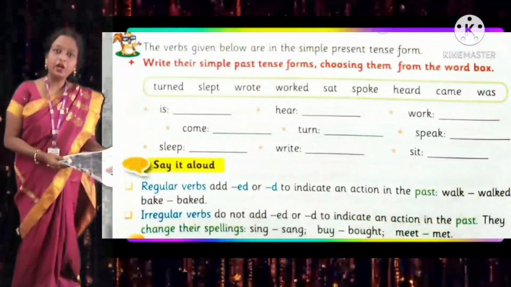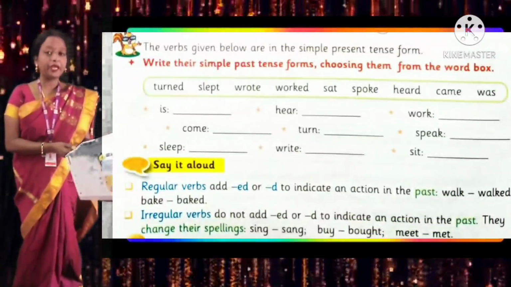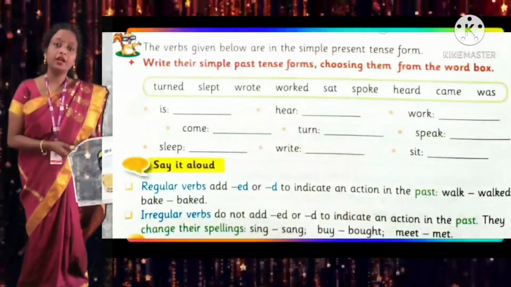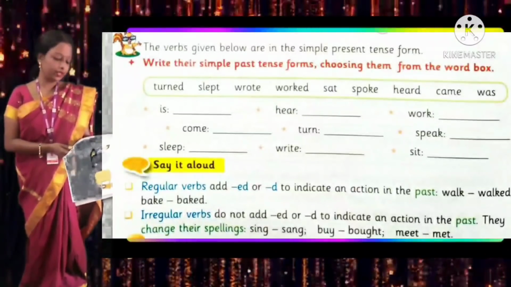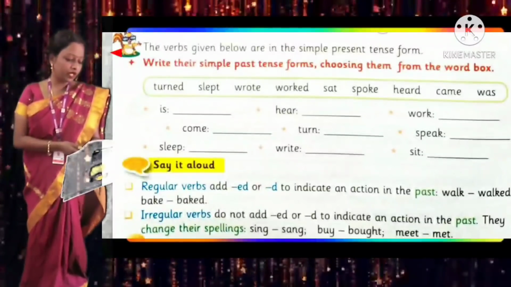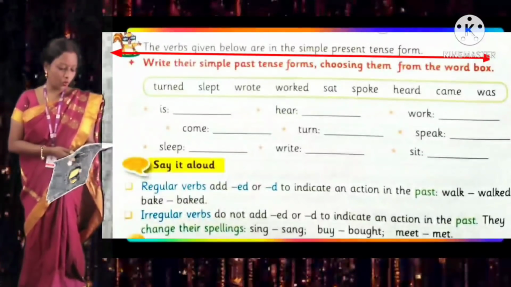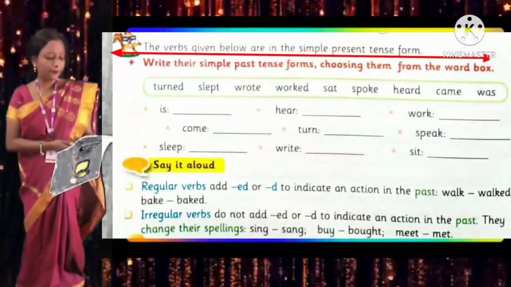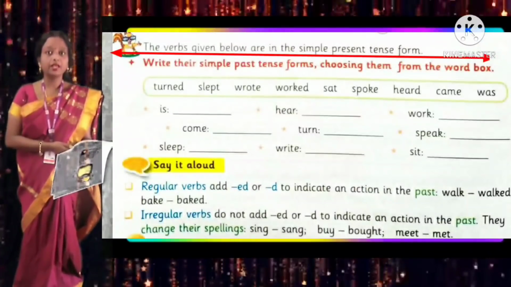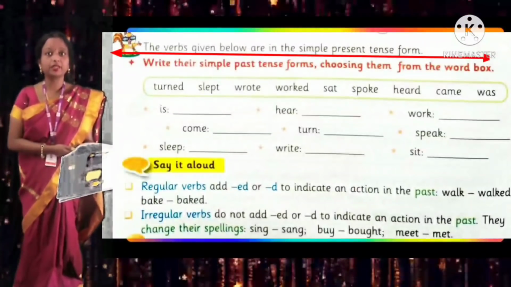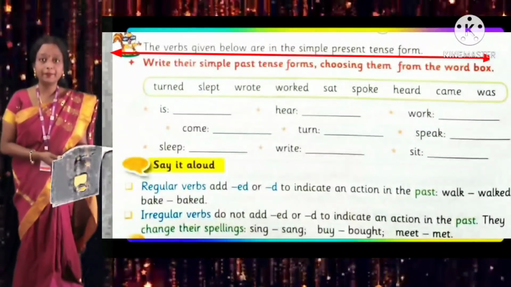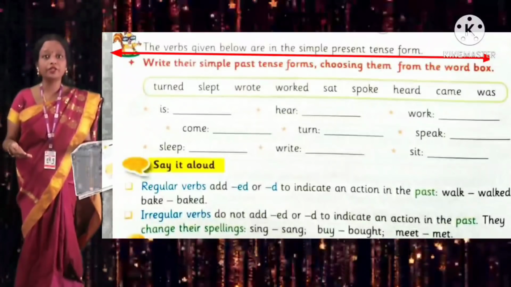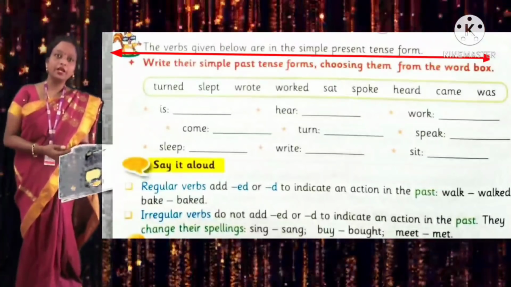Okay children. Now children, on the same page number 68, another exercise is there. Shall we do it? Yes children. The verbs given below are in the simple present tense. Simple present tense means the work which is being done just now.